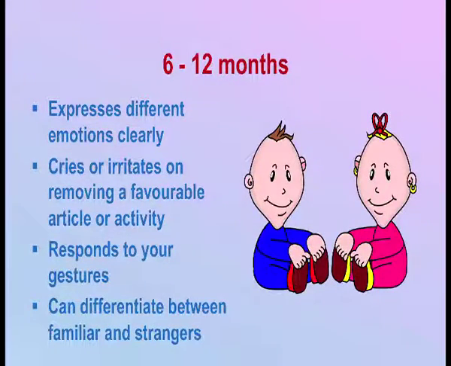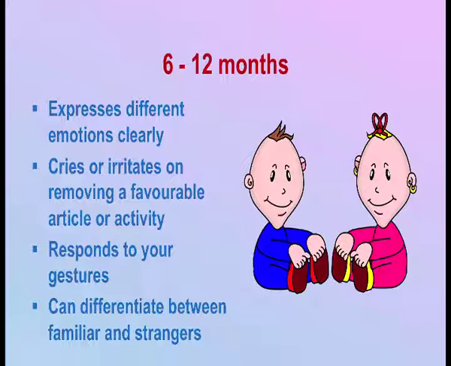6 to 12 months of child. He or she expresses different emotions clearly, cries or gets irritated on removing a favorite article or activity. If you have removed some activity or toy the child likes, he or she gets irritated. Responds to your gestures. For example, if you are showing an angry face, the child will guess it. If you are showing a happy face, the child will really guess it. So we have to be really responsive to what the child is responding to.